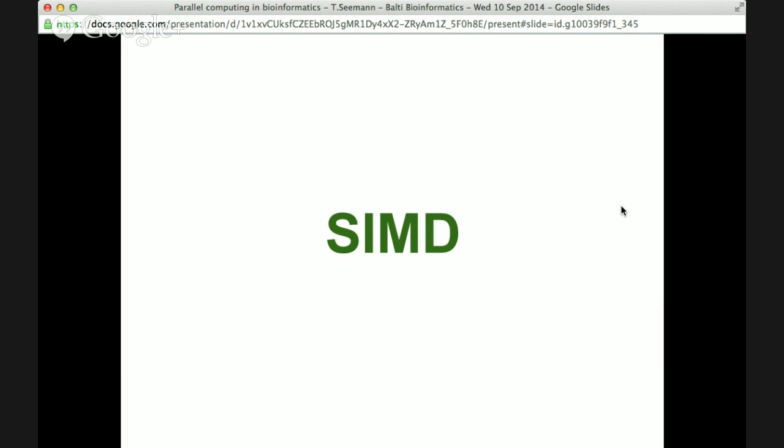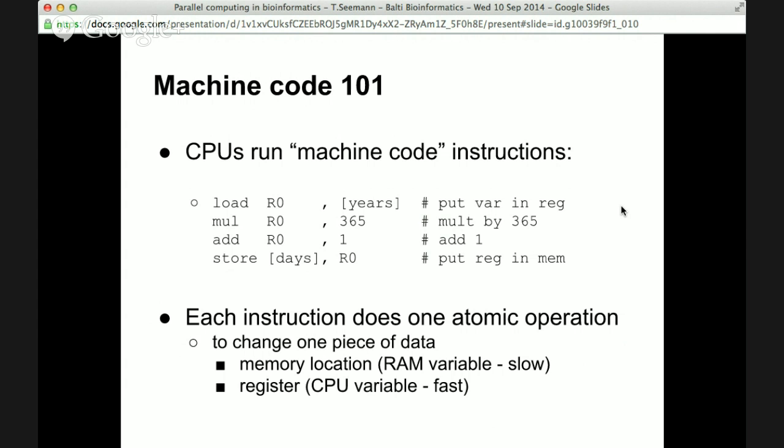So the third level of parallelism: we had lots of computers, and an individual computer has multiple CPUs, and then within a CPU there is possible parallelism called SIMD, which not many people are probably aware of. Before I can explain SIMD, I have to give an introduction to machine code. CPUs don't actually run your Python scripts directly. The instructions get converted into native machine code, and the machine code is different for an Intel processor than it is for a SPARC processor or the old PowerPC processors.